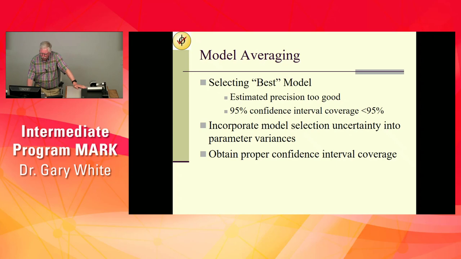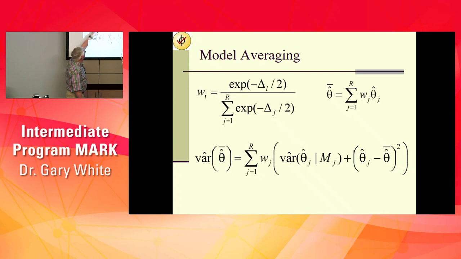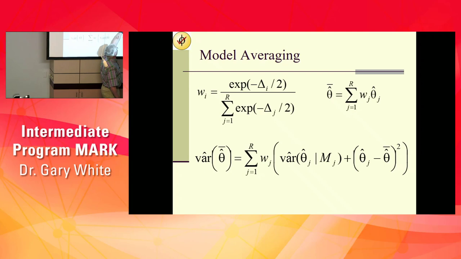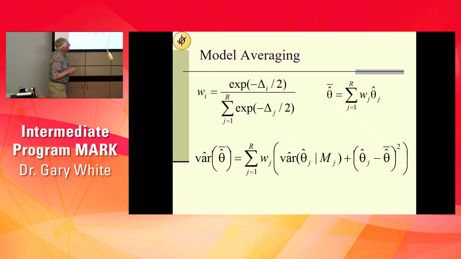You actually haven't seen those until now. You saw this one yesterday, but it wasn't written out quite like that. But it's exponential of negative delta i over 2, where i is the model of interest, divided by the sum of that same quantity for all R models. We get our weighted average, the weights coming from that formula there. These are the estimates from each of the models. And then this is how the variance is computed. And the variance is actually kind of simple when you look at it.